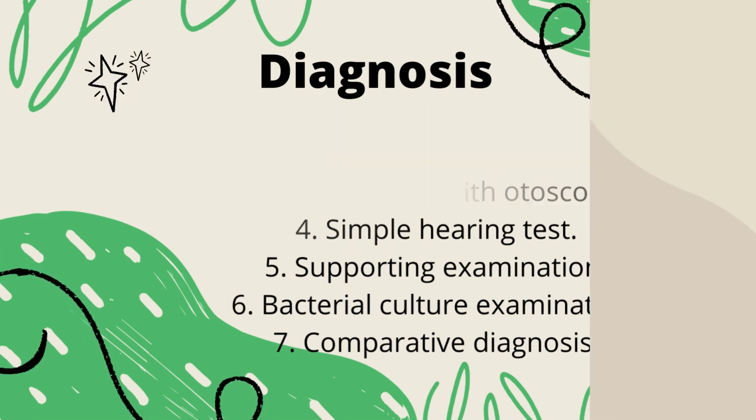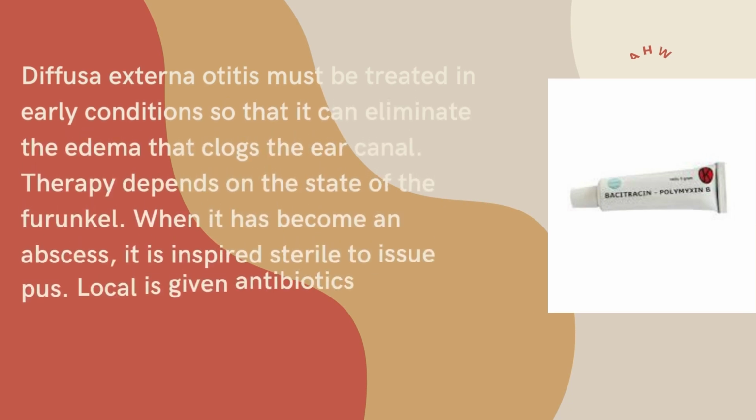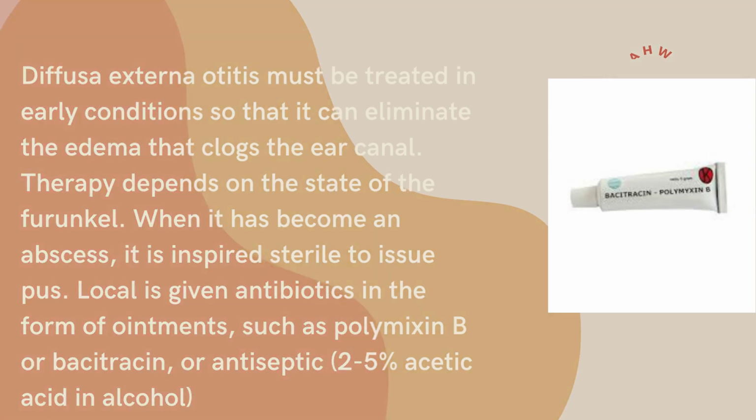Diffuse otitis externa must be treated in early conditions so that it can eliminate the edema that clogs the ear canal. Therapy depends on the state of the furuncle. When it has become an abscess, an incision is made under sterile conditions to release the pus. Local antibiotics are given in the form of ointments, such as polymyxin B or bacitracin, or antiseptics, 2 to 5% acetic acid and alcohol.